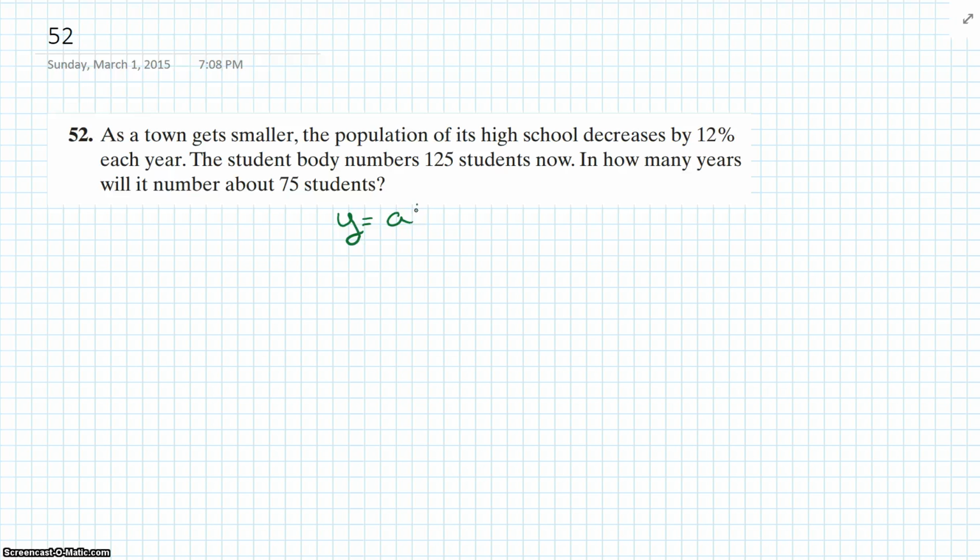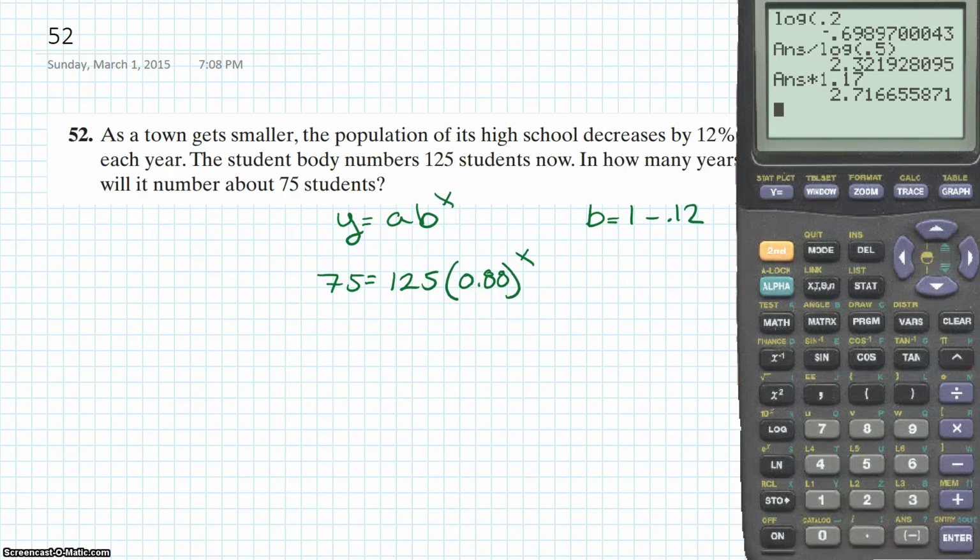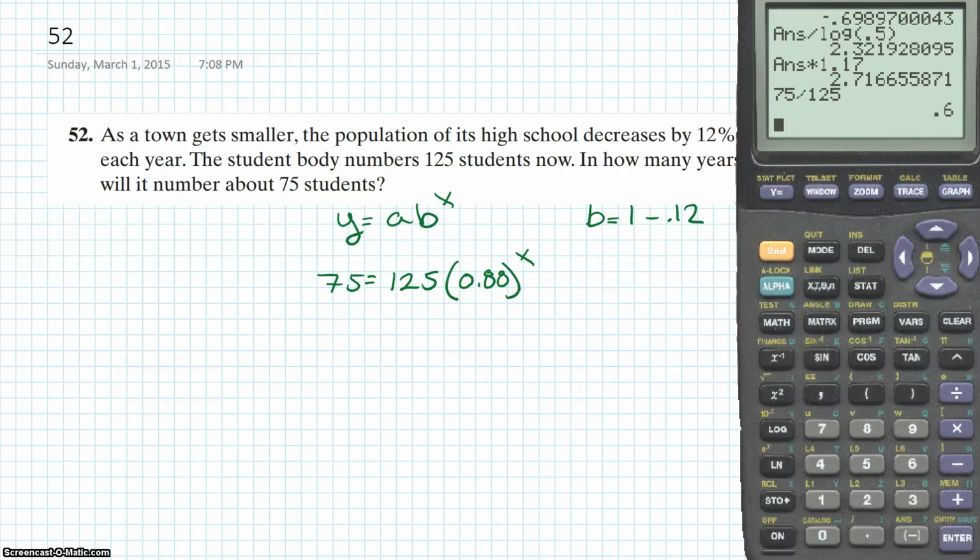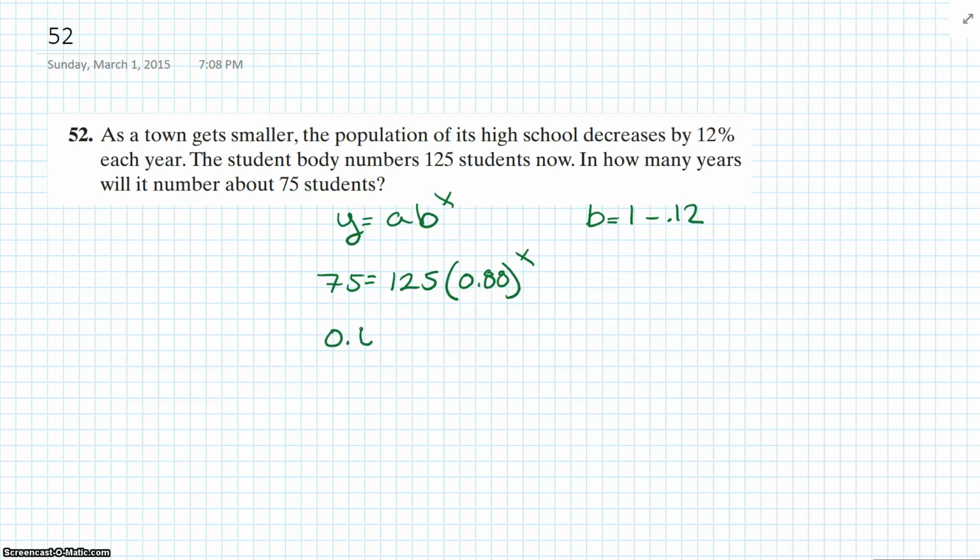So y equals A B to the x. So 75 is what we're going to end up with. Our A value is 125. My rate of decay is going to be, my B value is going to be 1 minus 0.12, which will be 0.88 to the x. So divide each side by 125. So 75 divided by 125 is 0.6. So it's going to be 0.6 equals 0.88 to the x power.